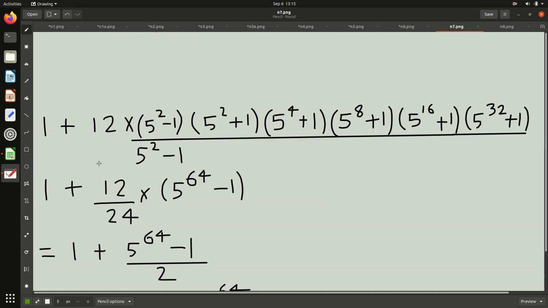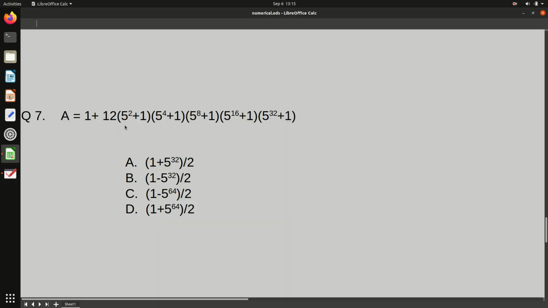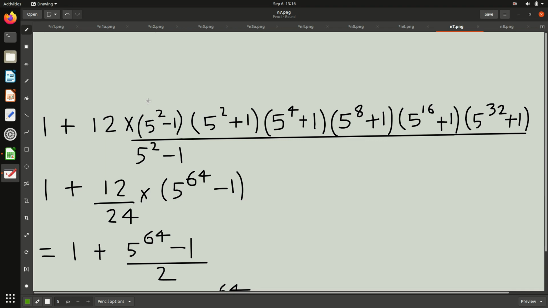So the question is like this. If you look carefully, everything is there, 5 square plus 1. I have added these 2 things new, 5 square minus 1 and 5 square minus 1. So I have multiplied and divided by this thing. It is new. Now why we have done this, we will see.